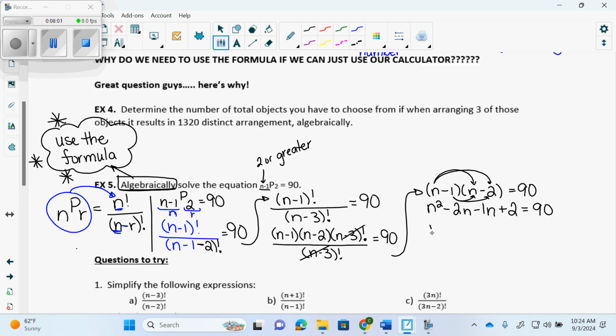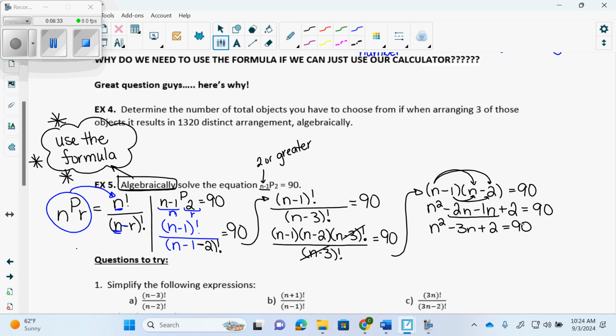I collect my terms. This is all grade 11. N squared, negative 2n minus 1n is negative 3n, plus 2 equals 90. In grade 10 and lower, we would only have a variable x or a variable n or a variable a. So you had like 7n equals 35. And then you divide by 7 and you would be done, right? When you have a single variable, you just try and isolate that variable. That's it. We did that in 7, 8, 9, and 10. We've done that through all of junior high and grade 10.